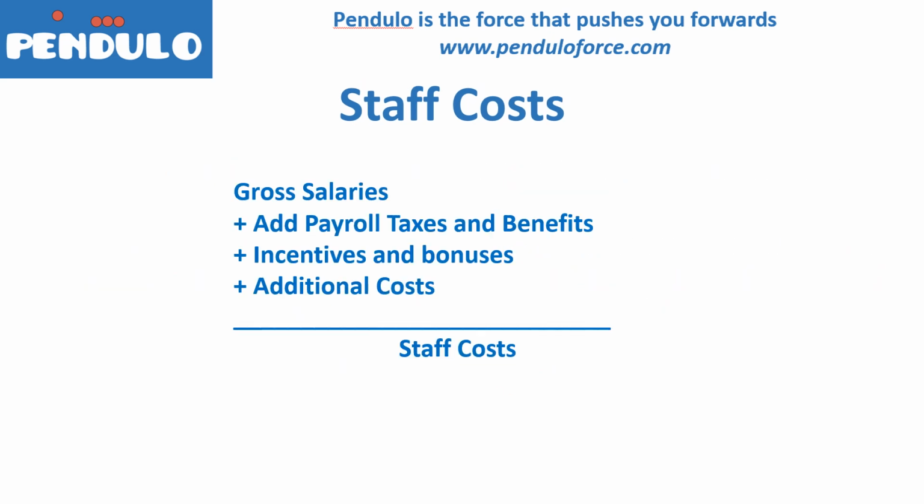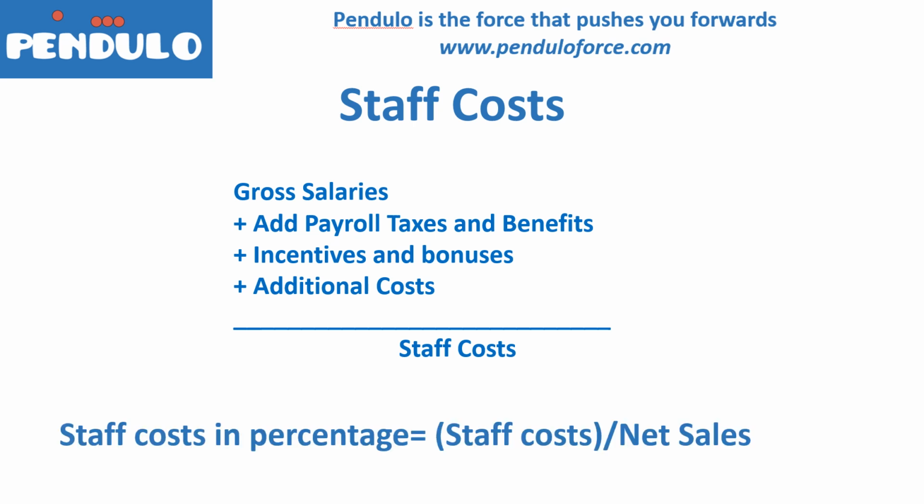Another way of looking at it would be: we include the gross salaries and then we add the taxes and benefits, the incentives, the bonuses, and then additional costs. All of that will be the staff costs. And then, to have an idea of the percentage, we always divide it by the net sales. So it's like, of 100% of our sales, what part of those sales we are investing in paying for our labor. And now we're going to see it with some figures.